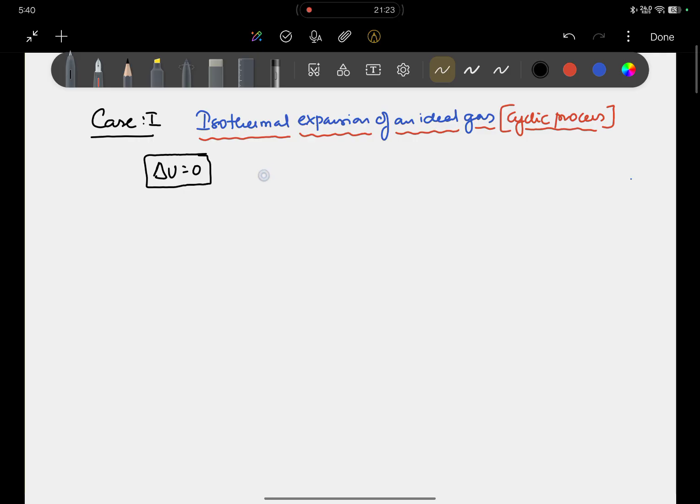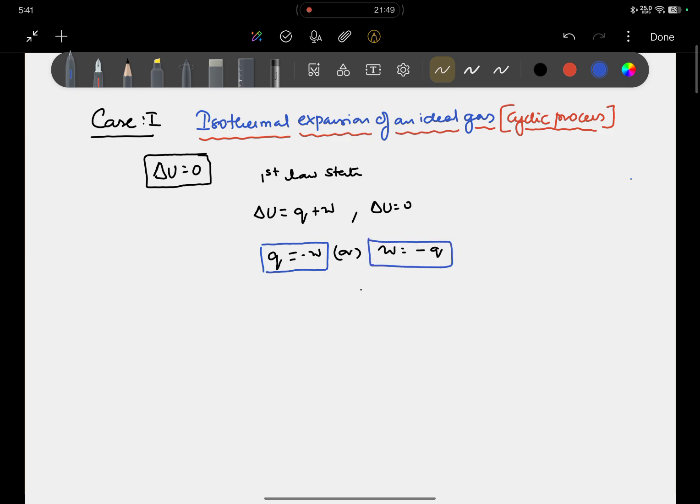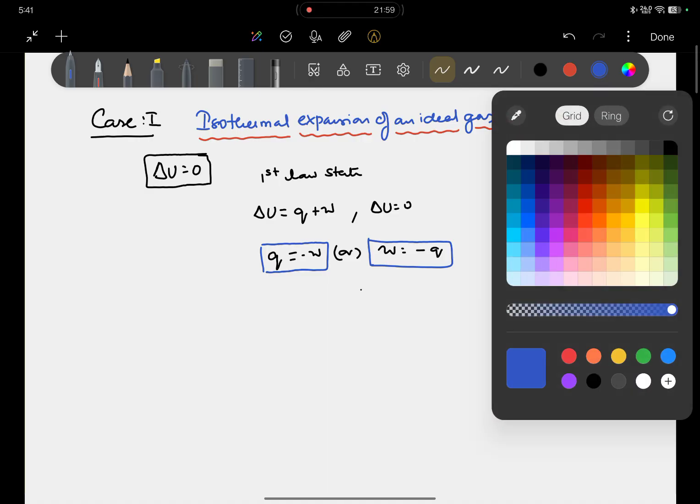According to the first law of thermodynamics, the first law states delta U is equal to Q plus W. Since delta U is equal to 0, Q is equal to minus W or W is equal to minus Q. Please make a note, ma. There are only two options. So in a cyclic process, if heat is absorbed, work will be done by the system. Please make a note.